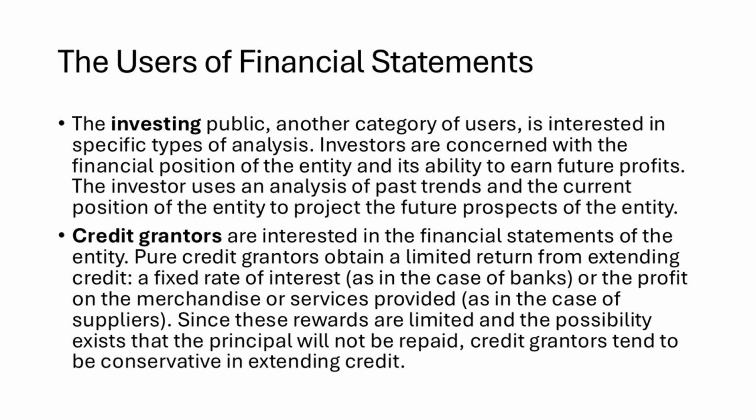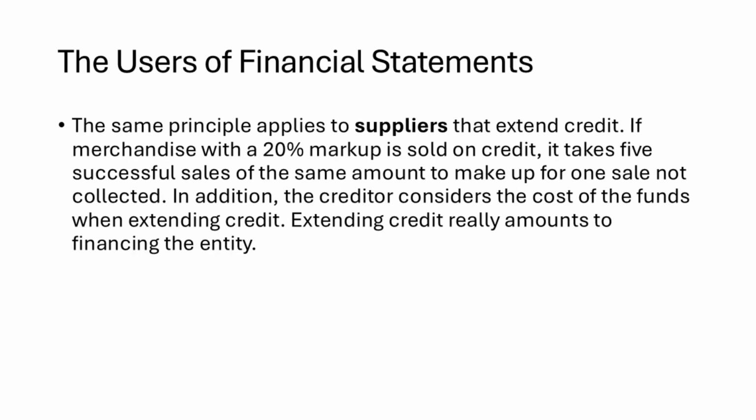Pure credit grantors obtain a limited return from extending credit, a fixed rate of interest, as in the case of banks, or the profit on the merchandise or services provided, as in the case of suppliers. Since these rewards are limited and the possibility exists that the principal will not be repaid, credit grantors tend to be conservative in extending credit. The same principle applies to suppliers that extend credit.